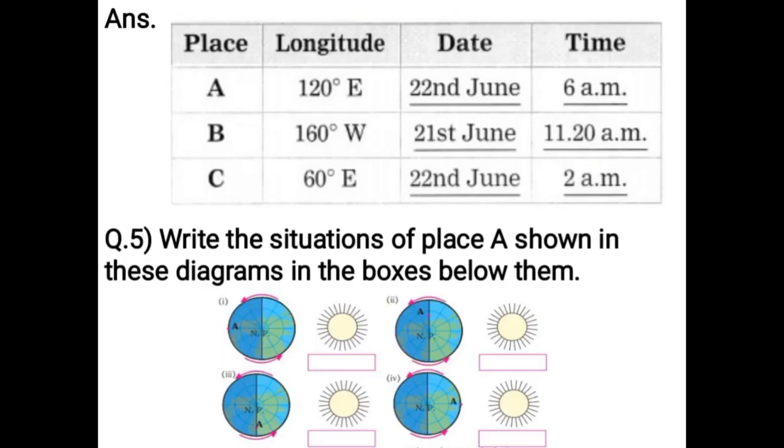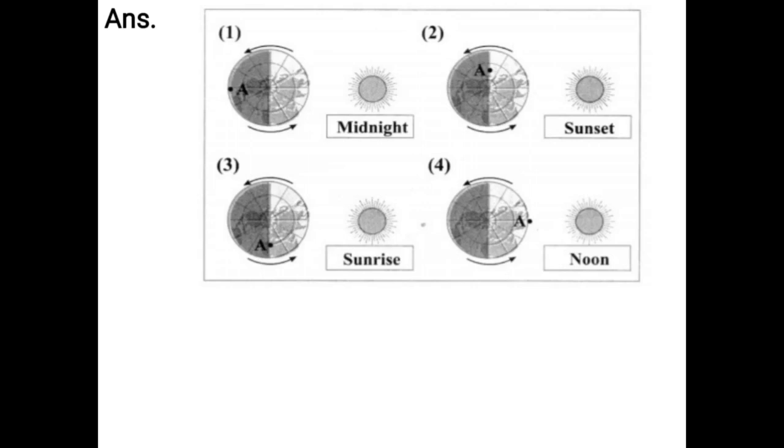Write the situations of place A shown in these diagrams in the boxes below them. In figure 1, midnight. In figure 2, sunset. In figure 3, sunrise. And figure 4, noon.